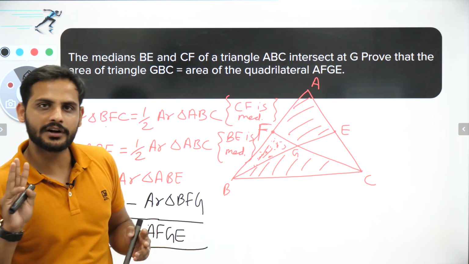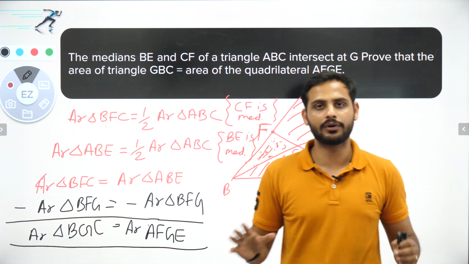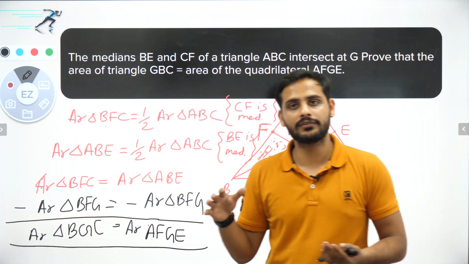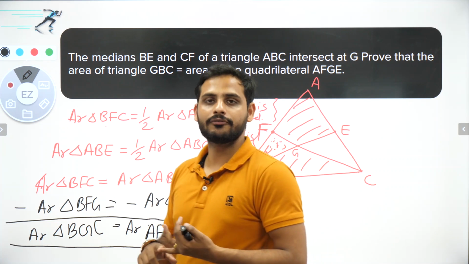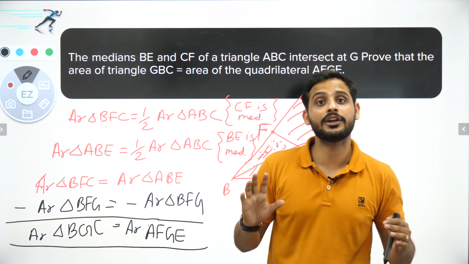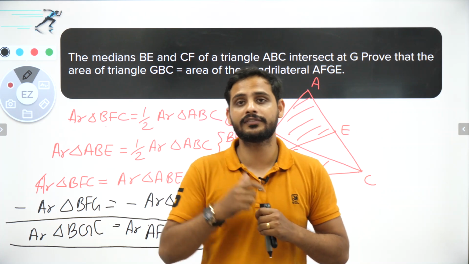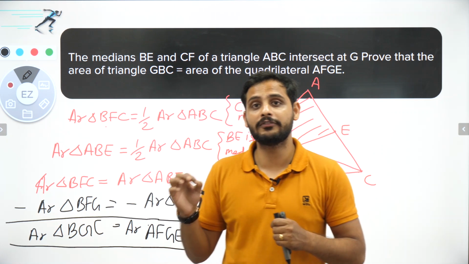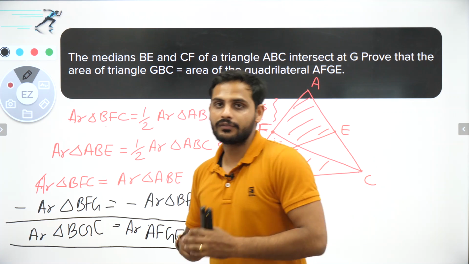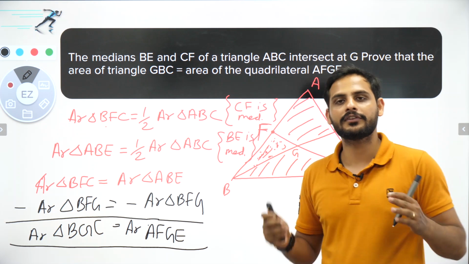The only thing is, there are important things you have to remember. One is, a median divides a triangle into two equal parts. That is the most important theorem. It is used in many questions. Second, between the same parallel lines and on the same base, the areas of all parallelograms will be equal. Similarly, between two parallel lines and on the same base, the areas of all triangles will be equal. And between two parallel lines with the same base, the area of the parallelogram will be double the area of the triangle, or the area of the triangle will be half the area of the parallelogram. These are very important. If you remember these theorems properly, you can tackle any question.